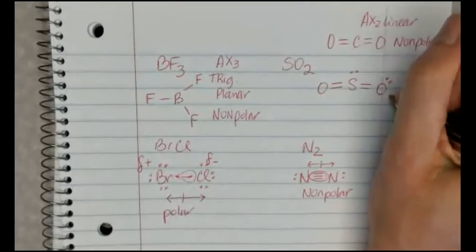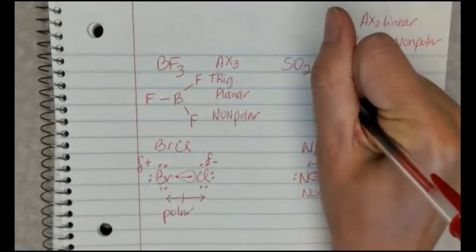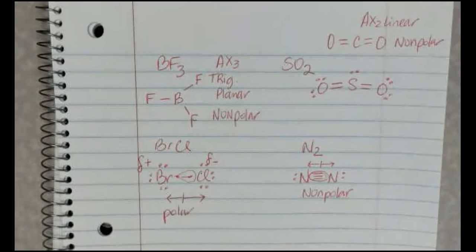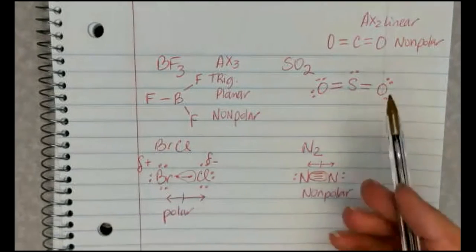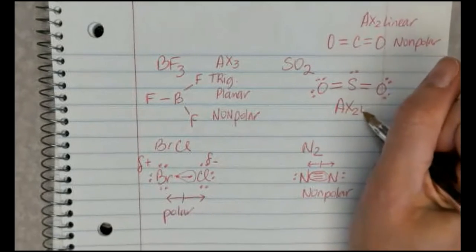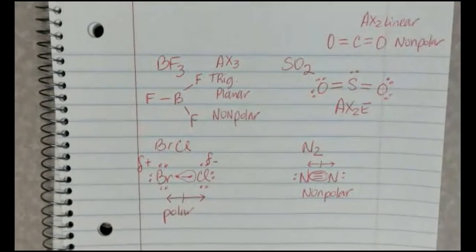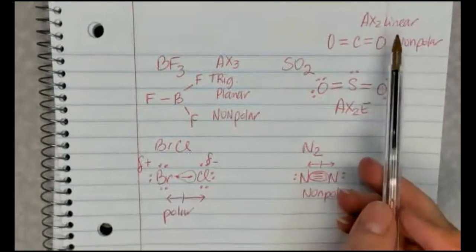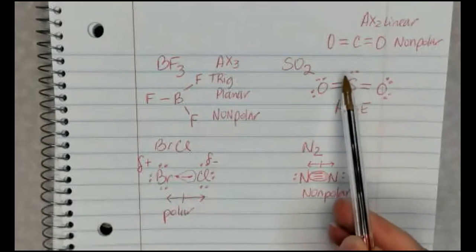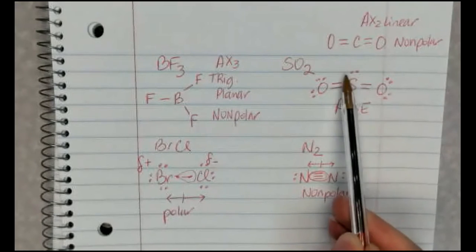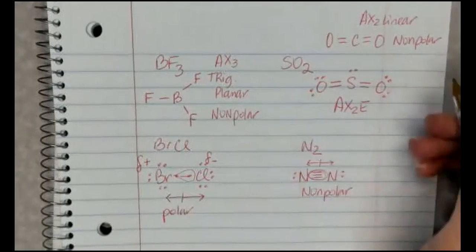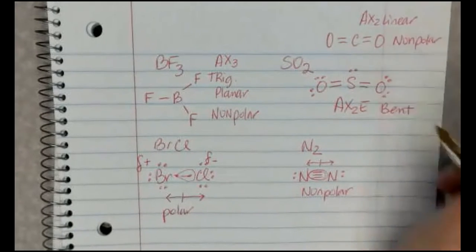Because now if you look at your formal charges, all of them would be 0. Sulfur comes in with 6. We've assigned it 6, and that's also true for each oxygen as well. So what we have here is an AX2E, all right? So it's not going to be like the linear shape we saw with CO2, because again, that lone pair of electrons is pushing down on that bonding pair of electrons. So what you end up with here is called a bent molecule.